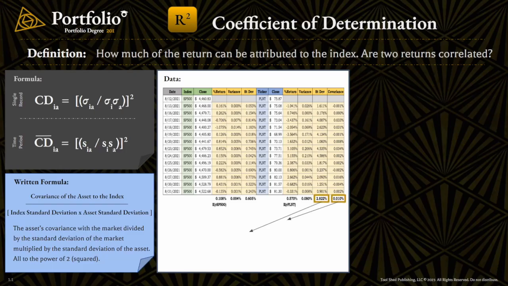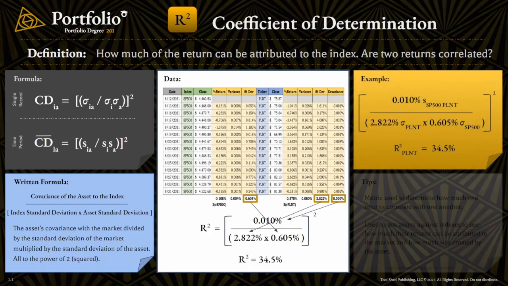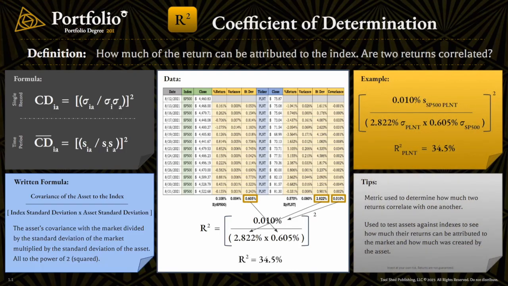So getting into how it actually works, you're taking the covariance again, kind of like beta, but this time you're taking the covariance and you're dividing it by the standard deviation of the asset multiplied by the standard deviation of the index. Then you're taking that and you're squaring it. In this particular example, although the data only covers 13 days, you can see that 34.5% of the returns associated with this stock were attributable to the index.